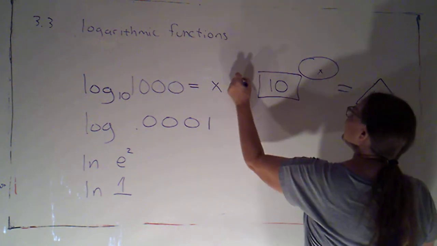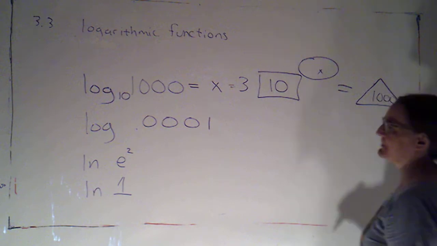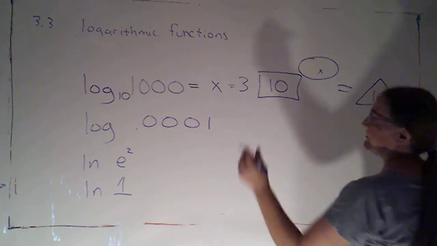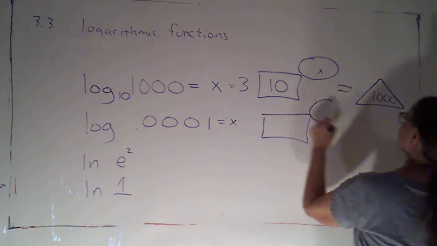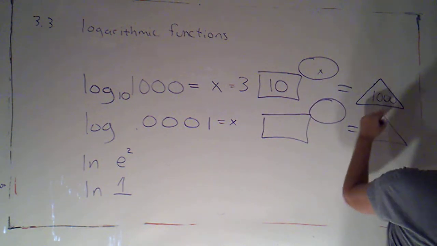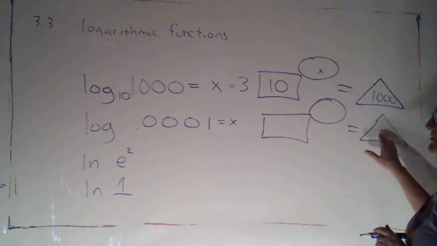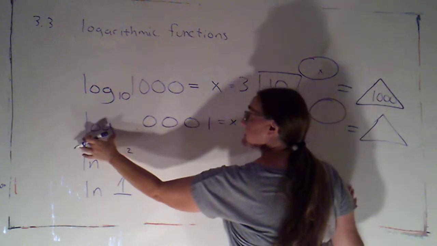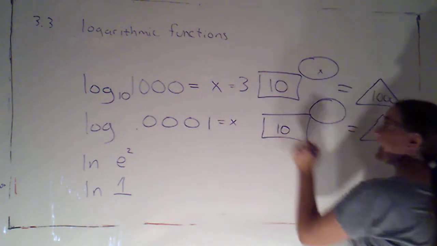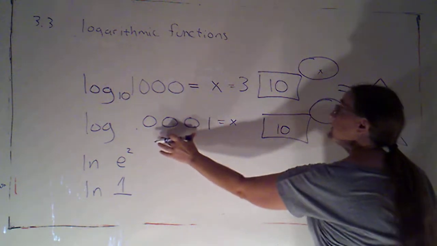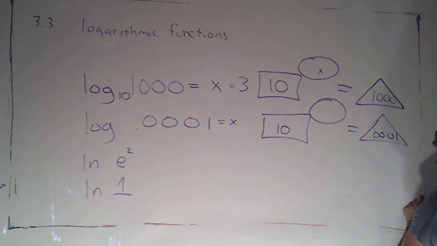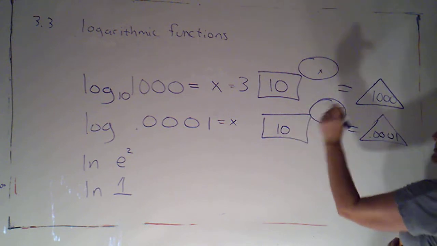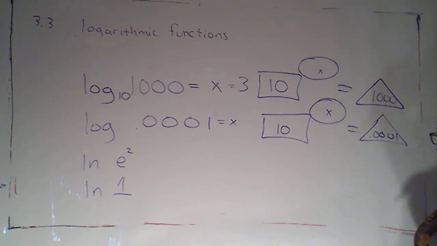Okay. So, this would just be 3. Here, I'm going to call this x. So, we've got a base, an exponent, and a result. Again, because it's the common log, the base is 10. The result this time is 0.0001. The log, or the exponent, is still x.